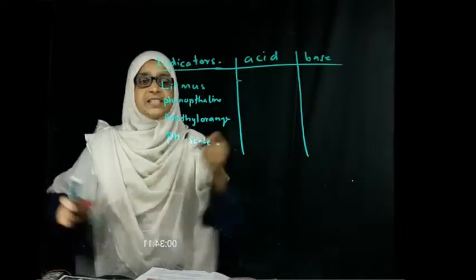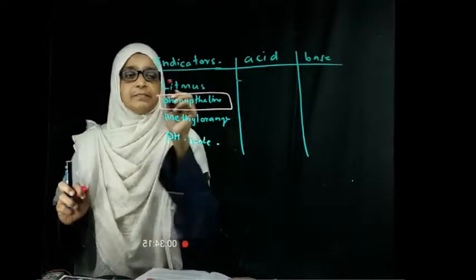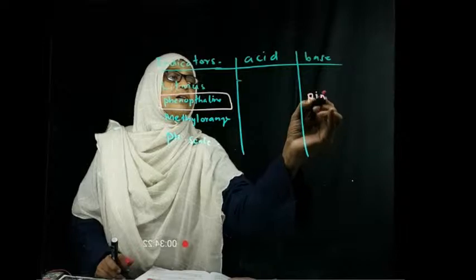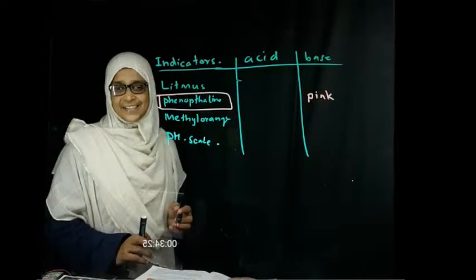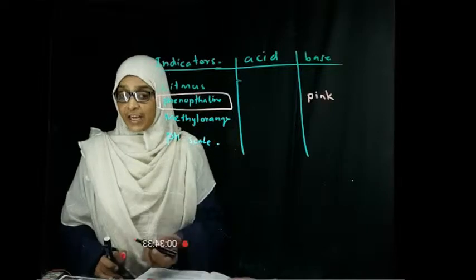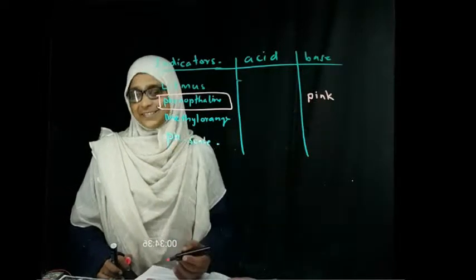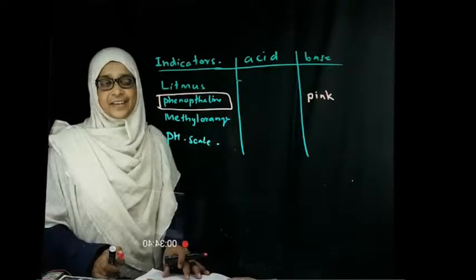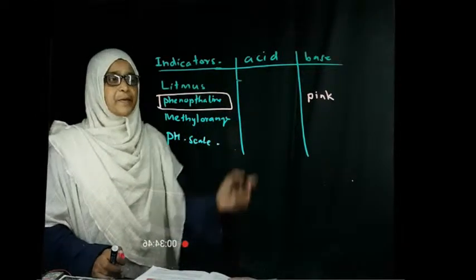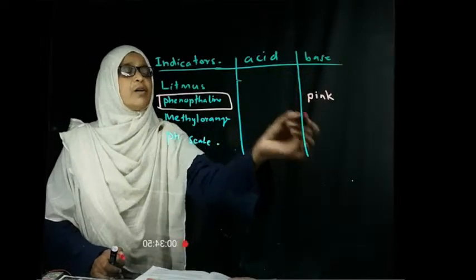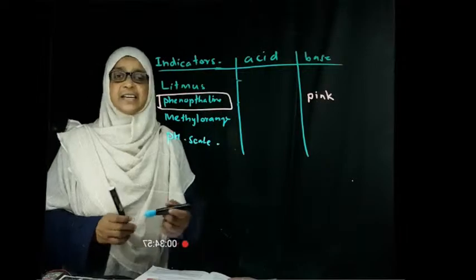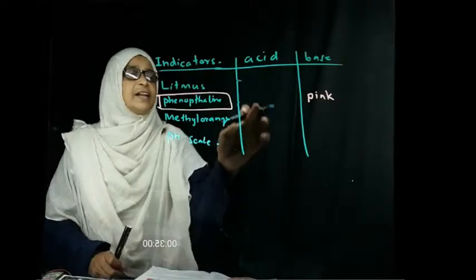So, phenolphthalein is special. But that special is for base. See it? Base is always blue, but with the special friend phenolphthalein, that is pink. Remember this diagram. Phenolphthalein is P, pink only in base. No color change, colorless in the acid. So, I am not writing anything here. Colorless.